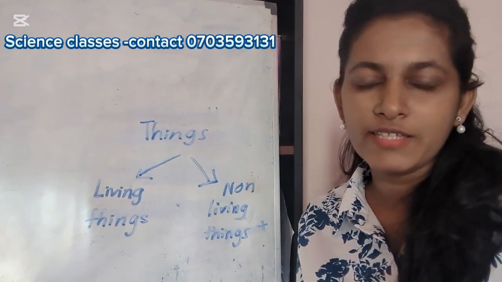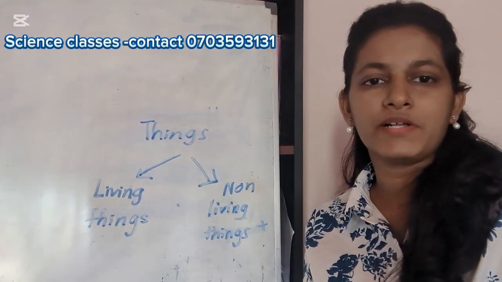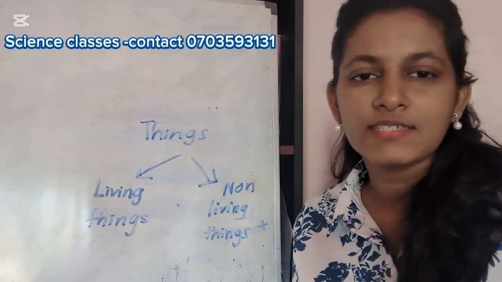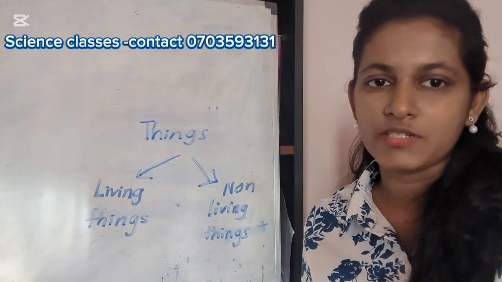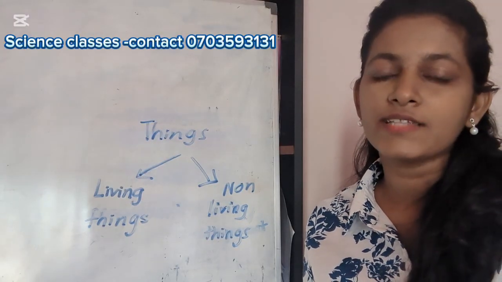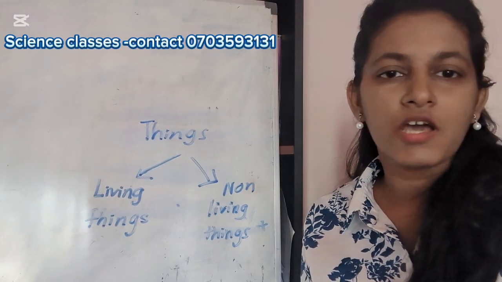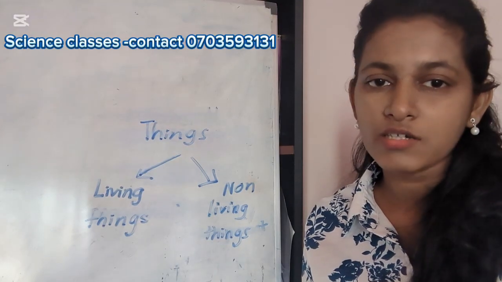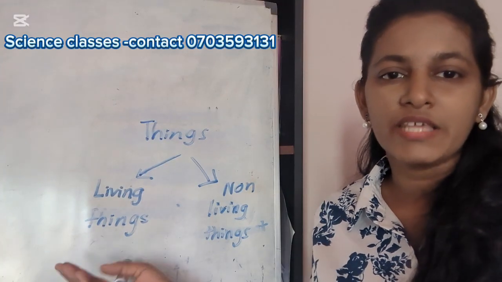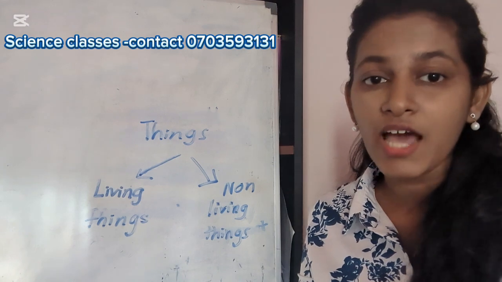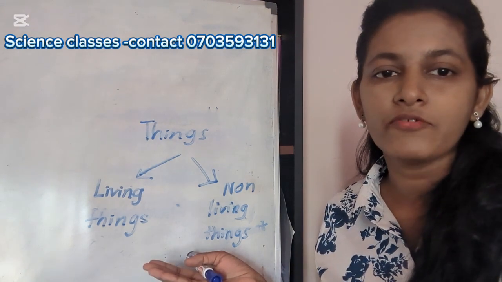So what are the living things that you can see in the environment? Let's think about some examples. Animals, plants are the living things that you can see in the environment. What are the non-living things that you can see in the environment? They are objects such as chairs, tables, rocks, stationery items. Basically, the living things are the things that have life in them. The non-living things do not have life in them.